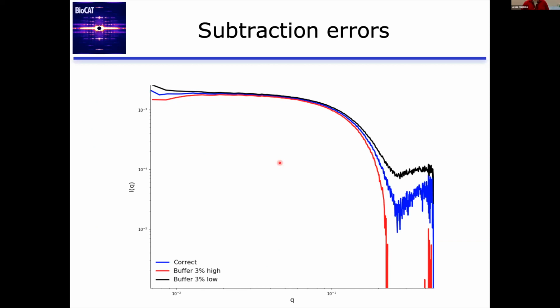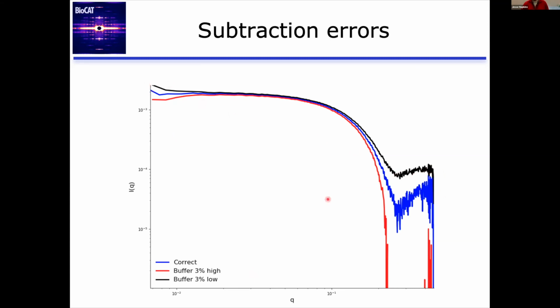Here we're looking at what subtraction errors might look like. This is an artificial error. I took the buffer profile and the unsubtracted profile, and I artificially scaled the buffer by 3% in either direction. If you scale the buffer too high, you get this kind of downturn and a drop at high Q. It's over subtracted. If you scale it too low, you get this raised bit at high Q and this uptick. So these are signs.